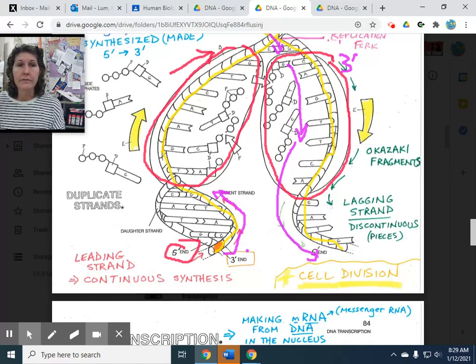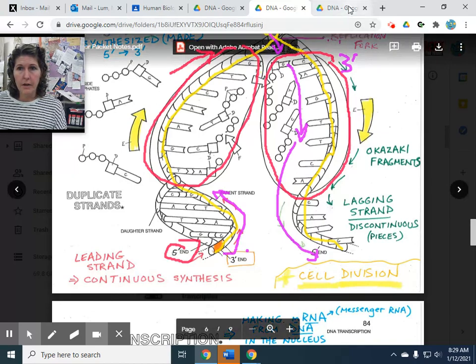Now that cell has twice the amount of DNA in it, and we're going to go through and have cell division. Mitosis, meiosis, nucleus, we're dividing it. This is all happening during interphase, during the synthesis part of interphase.